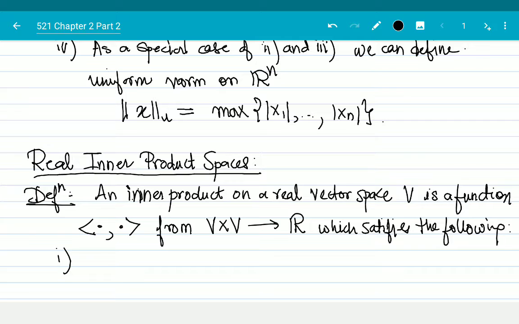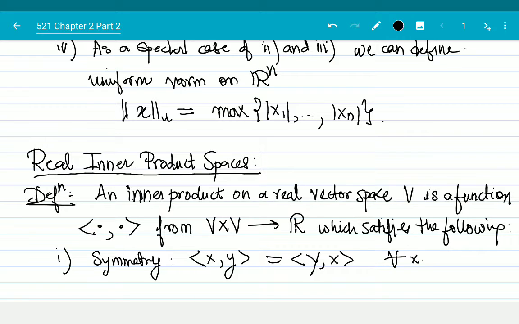First, symmetry, which says the inner product of x and y should be equal to the inner product of y and x, for every x comma y belonging to V.